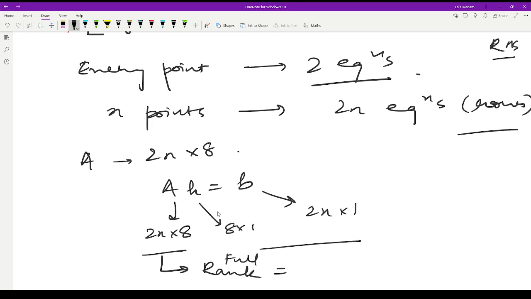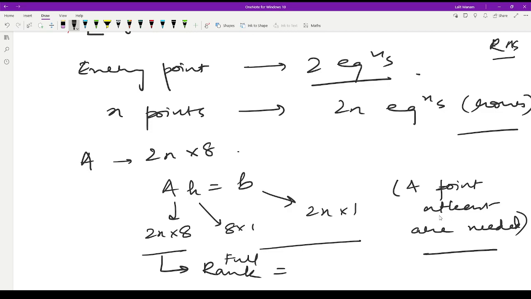16? Why? 2n equations. Why? If you have 8 parameters, you need 8 equations, right? 8 equations means how many points? Okay, 2n is 8, so n is 4. So you need 4 points at least to solve this equation.